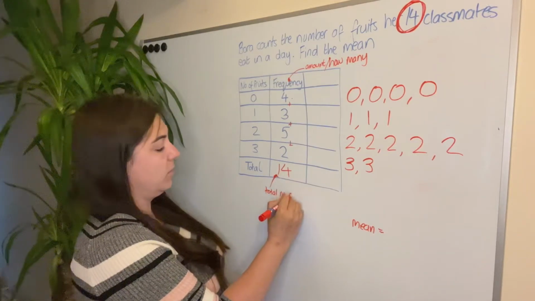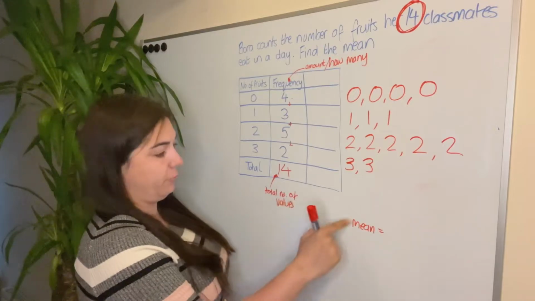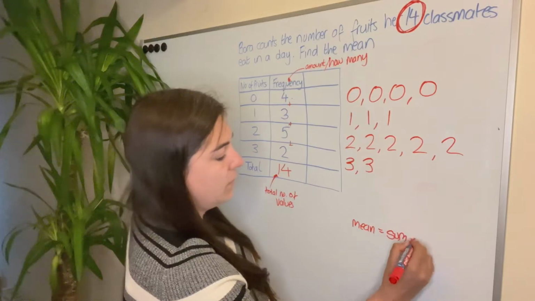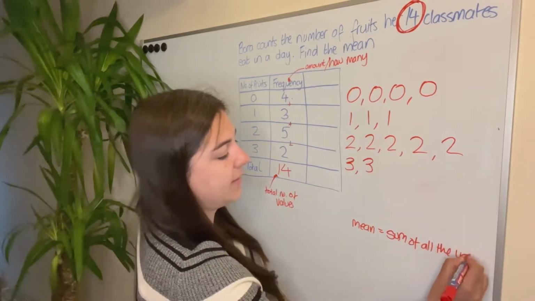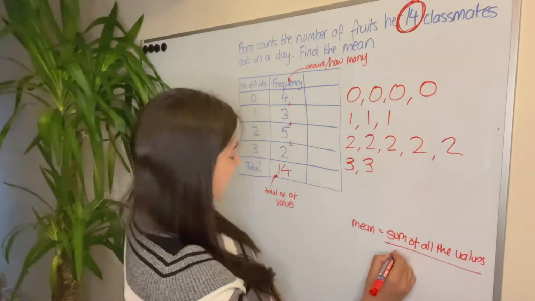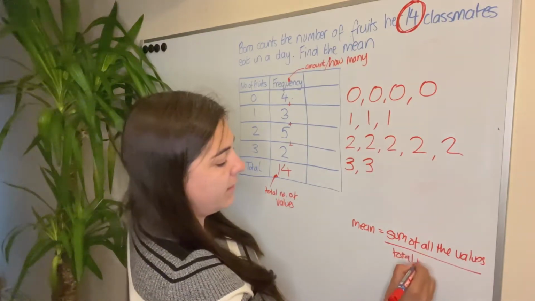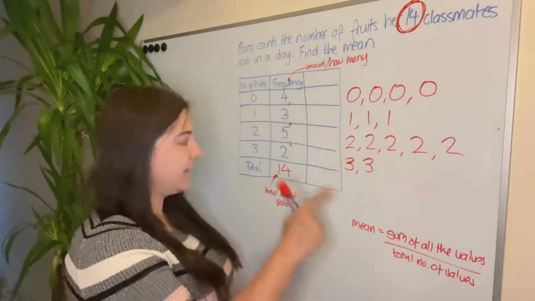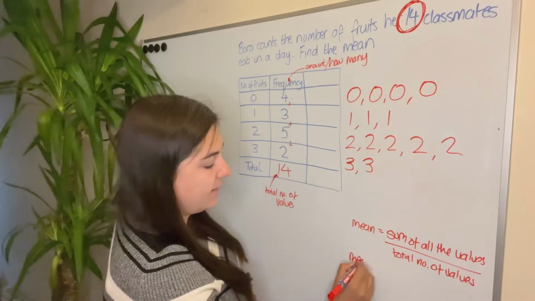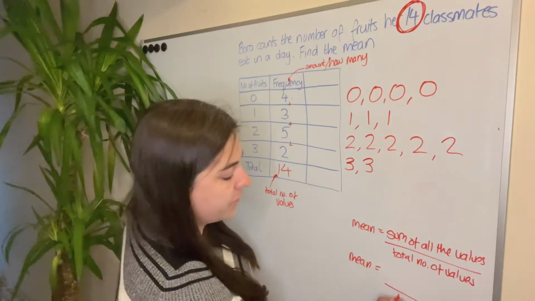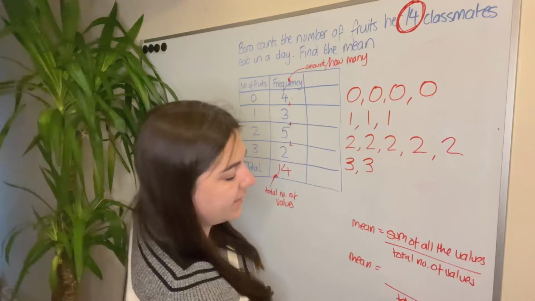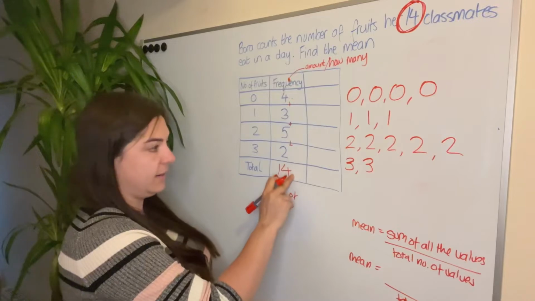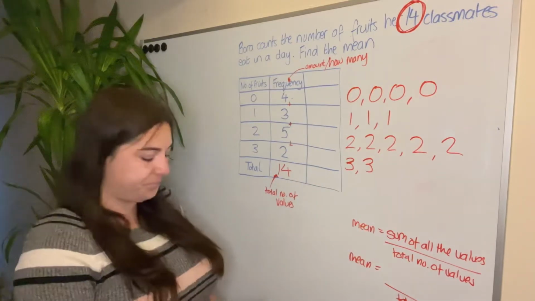number of values. Remember, how do you work out the mean? It's the sum of all the values divided by the total number of values. Now, another way of saying the total number of values would be to say the total frequency. Okay, so frequency just means how many, in this case, how many people were asked. We know it's 14, so we're going to use that at the very end.